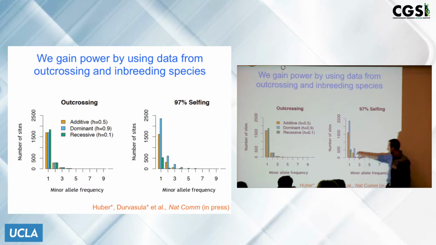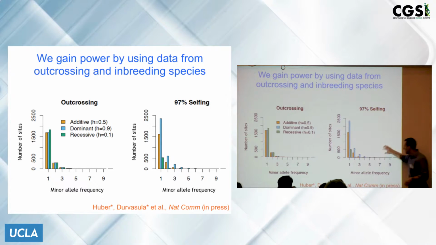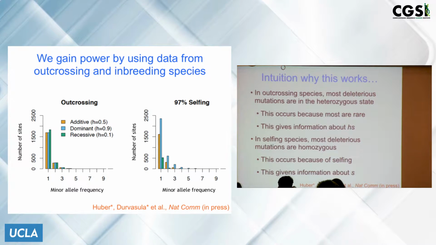So what we did was we said, OK, let's take the same values of s and h that we used here, and simulate some data now in a population that's predominantly selfing. Do the frequency spectra look the same? And you can see here they don't. They actually look very different from each other. So what that tells us is, OK, maybe if we consider a pair of populations where one is outcrossing and one is largely selfing, then we're better able to disentangle selection from dominance.